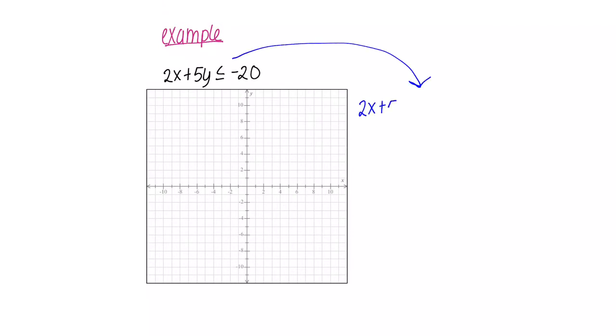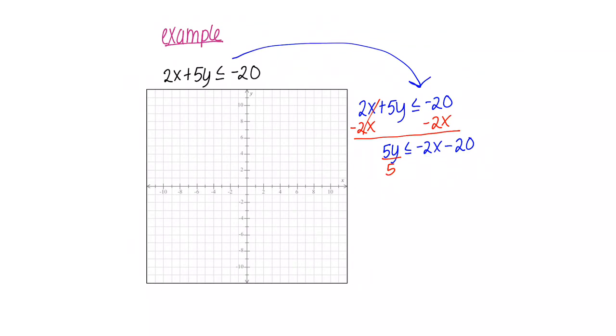2x plus 5y less than or equal to negative 20. I'm going to start by moving the 2x over, so I'm subtracting 2x on both sides. Those cancel. I have 5y less than or equal to negative 2x minus 20. Dividing both sides by 5.